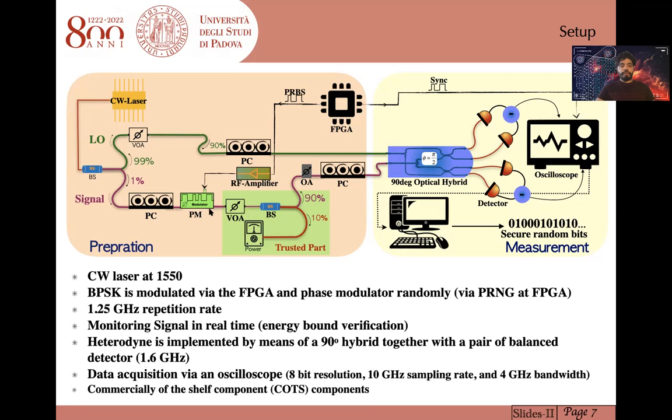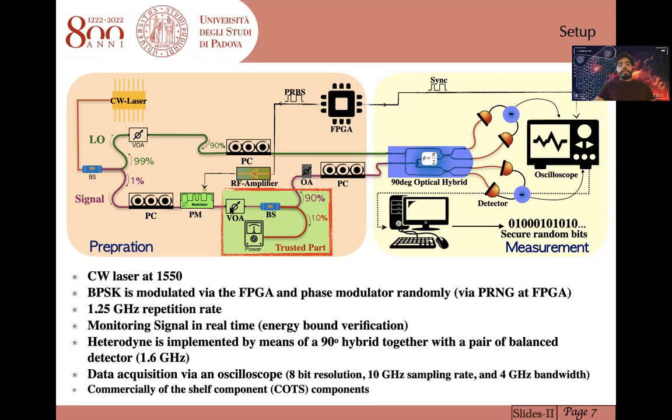The only trusted part of the whole experiment is shown by this green box, which is built from a variable optical attenuator, a beam splitter, and a power meter. With this power meter, we can monitor the power of the experiment in real time, and if needed, attenuate the power with this variable optical attenuator.